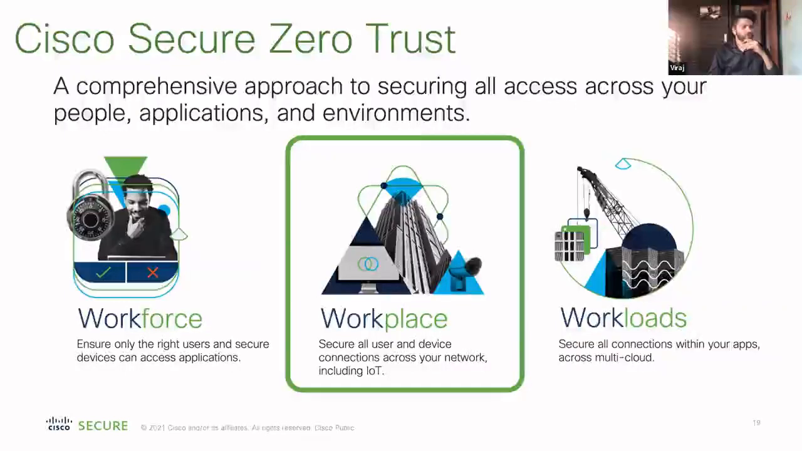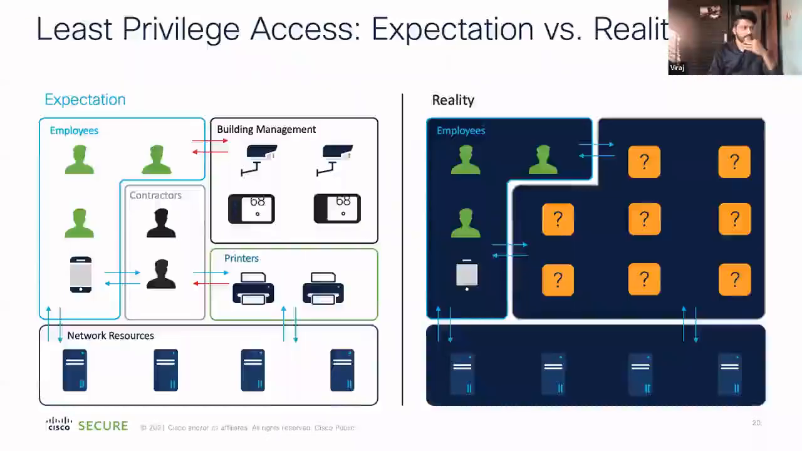And if we have to talk about workplace, the expectation is on the left, but the reality is on the right. So this is where the reality check comes into the picture. The expectations, when we talk about least privilege access or segmentation, this is how it should be, right? Are the employees supposed to get access to the building management in terms of CCTV? No, they are not supposed to, right? Only the administration should be able to get it.